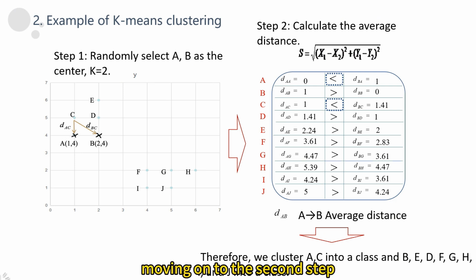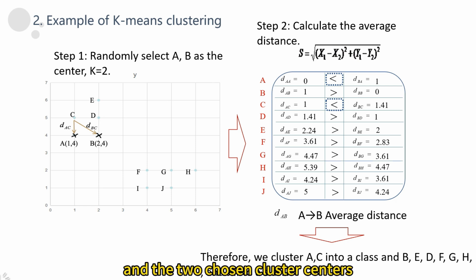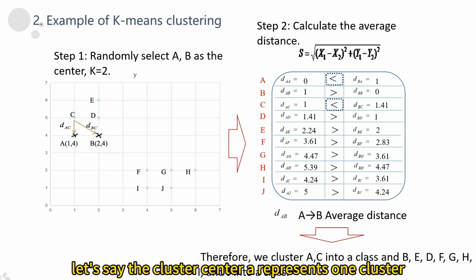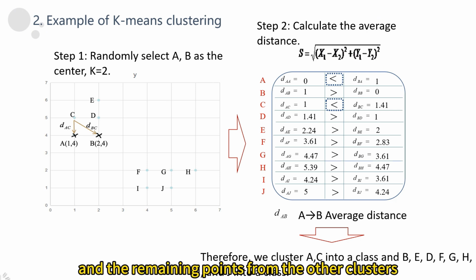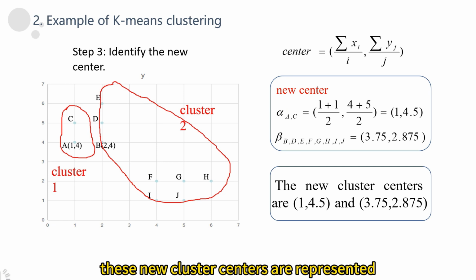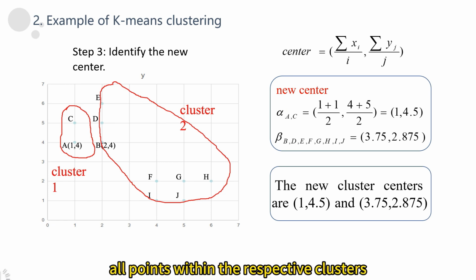Moving on to the second step, we compare the distance between all other points and the two chosen cluster centers. Points with shorter distance are assigned to the cluster represented by the corresponding cluster center. Here, let's say cluster center A represents one cluster, and the remaining points form the other cluster. In the third step, we define new cluster centers within the new clusters. These new cluster centers are represented by the mean coordinates of all points within the respective clusters.